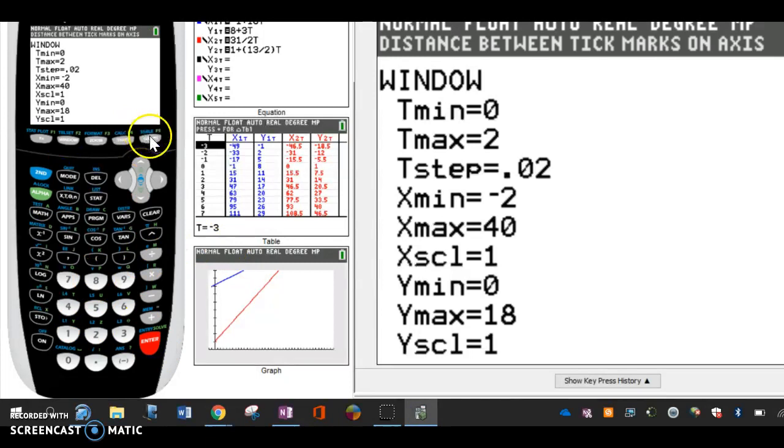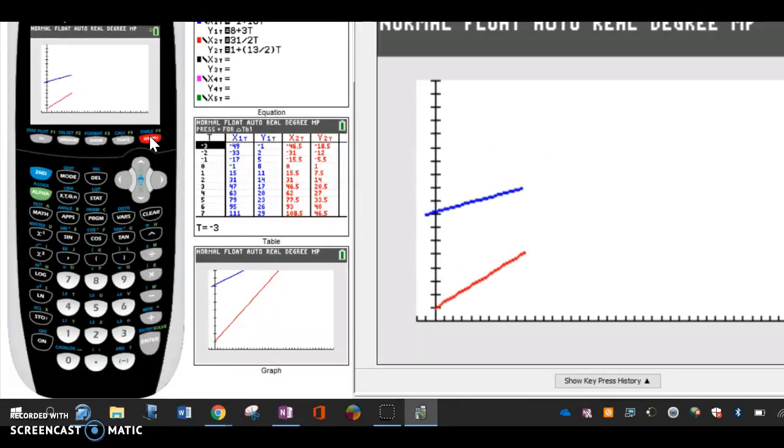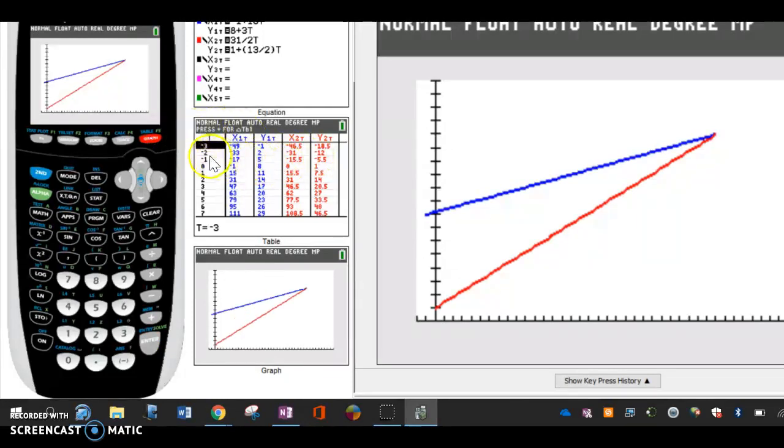Hit enter, and now we'll go to the graph. It's graphing both of them simultaneously, and we can see they collide right at that point. You can see this chart here at 2 seconds. They're both at the point 31, comma 14, so I know I did that one correctly then.